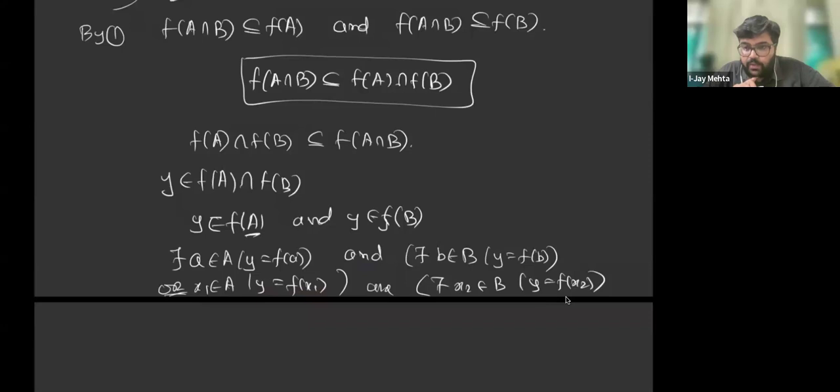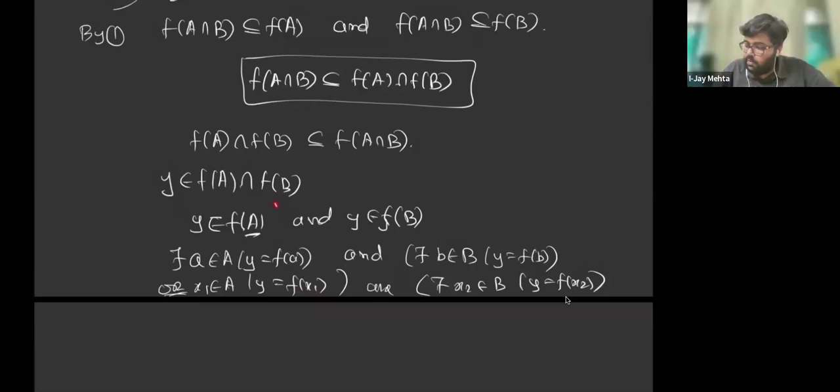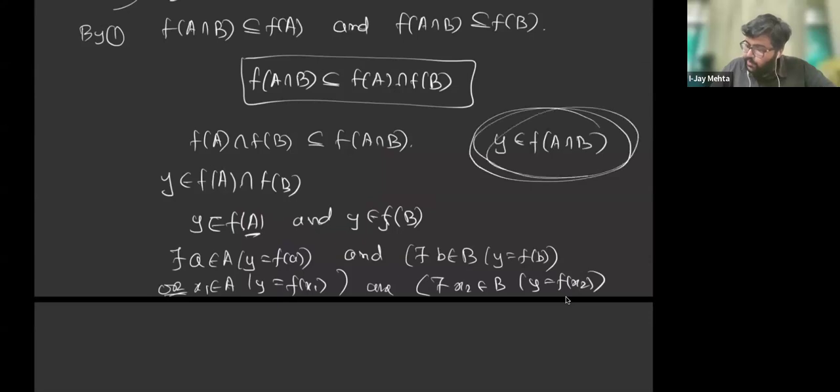Rachna? Yes, sir. So from here we can say that y belongs to f of A and y belongs to f of B. Do you want to go back? We started from the intersection, we'll come back. We want to go here. So what does it mean to say y belongs to f of A intersection B? This is what we have to show.